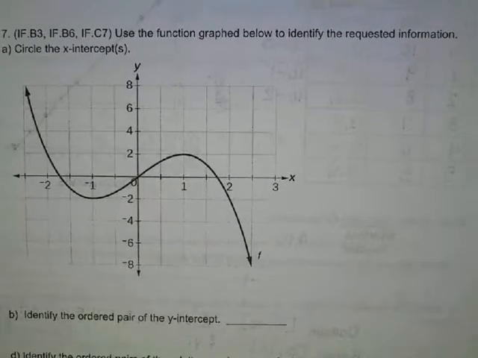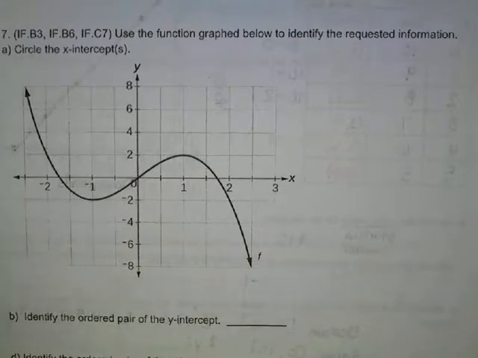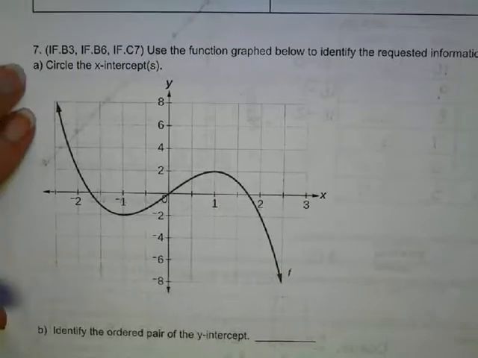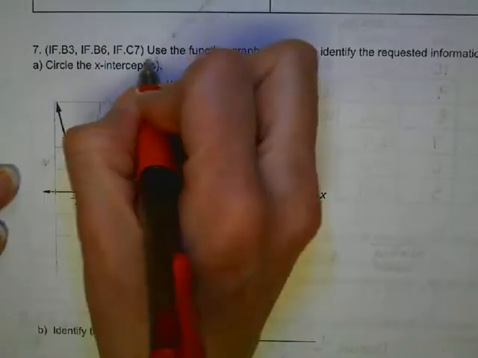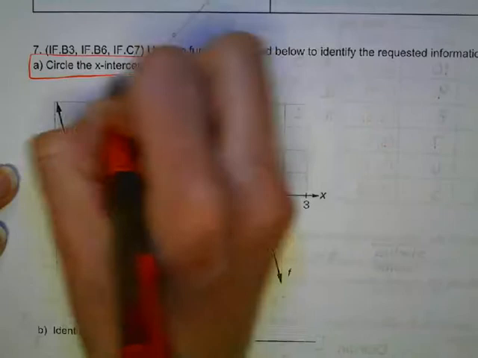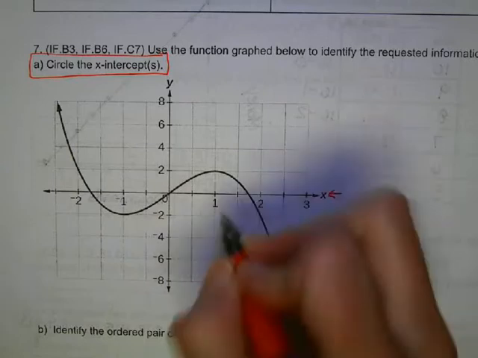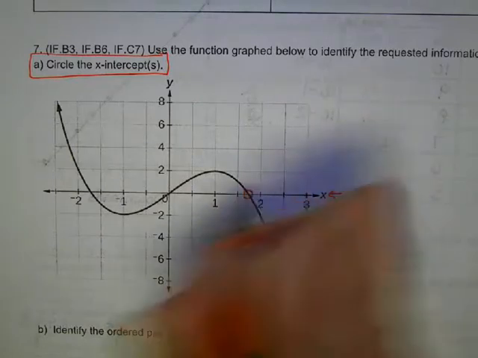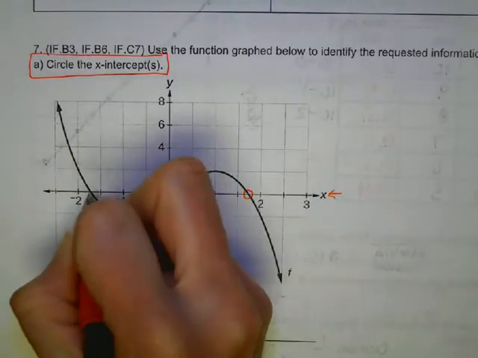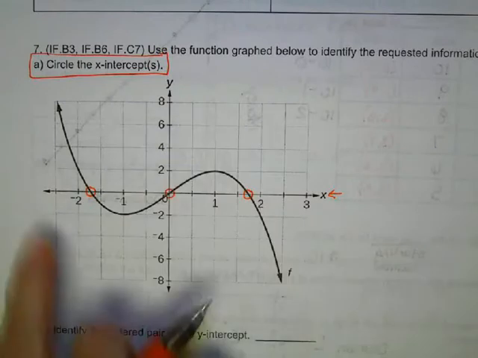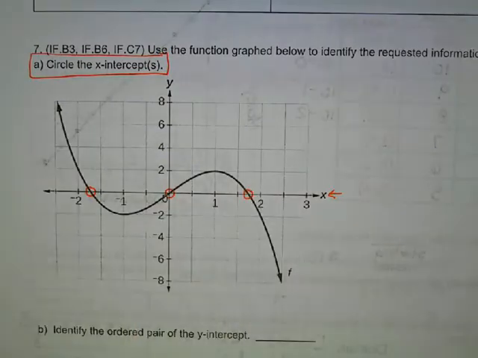Alright, this is some of our vocab. Use the function graph below to identify the requested information. A lot of people skip A here because they think it's just part of the directions, but it says, part A, circle the x-intercept. X-intercept is where it hits the x-axis. So this would be an x-intercept, this would be an x-intercept, this would be an x-intercept. It's anywhere this little squiggly graph hits the x-axis.